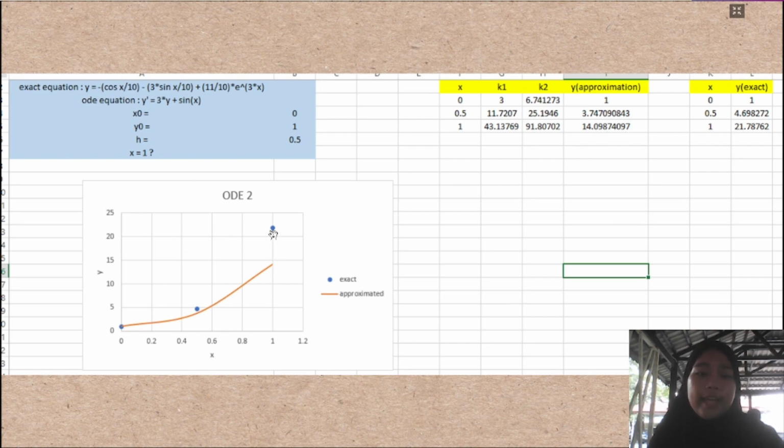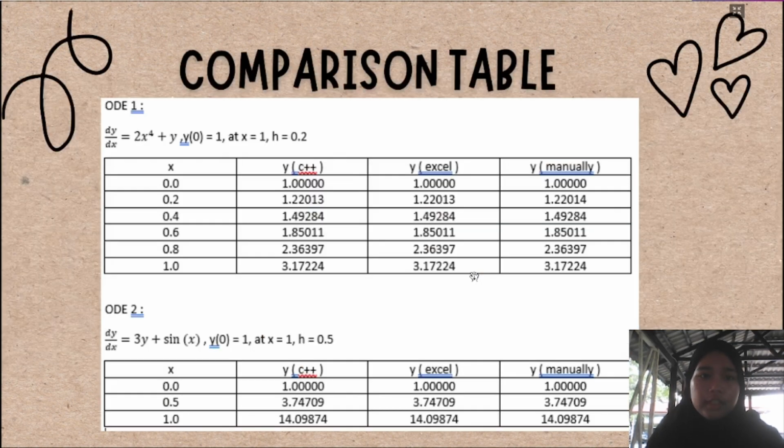This is for the exact and this is for the approximated value. So from the three methods previously, we know that our answer is actually the same for the first ODE and the second ODE. So from here, we know that our method, our code from C++, is correct and our answer is also correct.